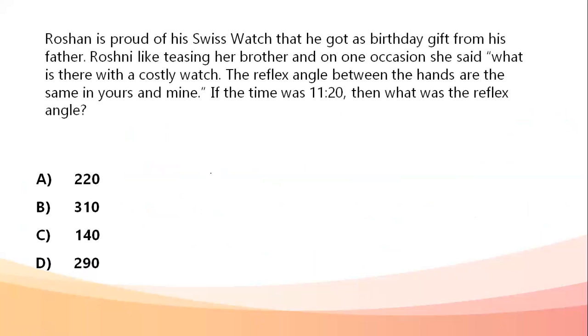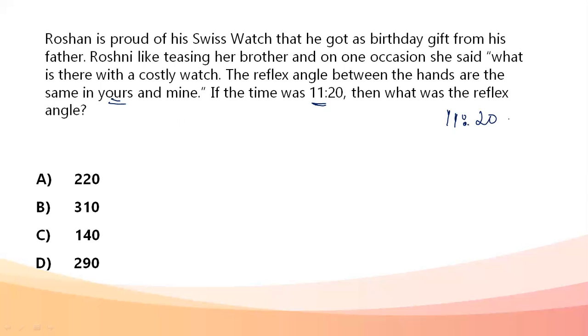Next question. Rohan is proud of his Swiss watch that he got as a birthday gift from his father. Roshni likes teasing her brother, and on one occasion she said, "What is there with a costly watch? The reflex angle between the hands is the same in yours and mine. If the time is 11:20, then what is the reflex angle?" So it's 11:20 that is given to us.